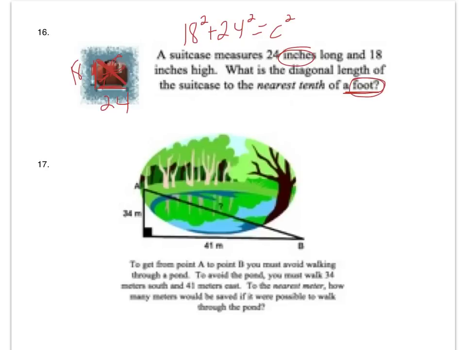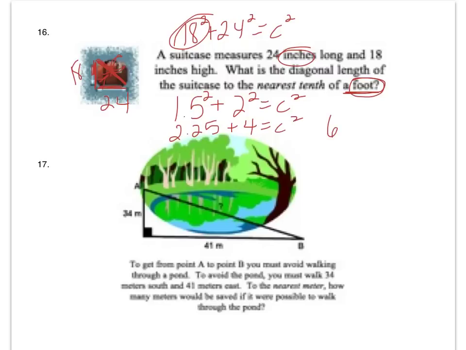So actually, before I do the Pythagorean Theorem, I am going to change it to feet, because I think it'll make the Pythagorean Theorem easier. So 18 inches is 1.5 feet, and then 24 would be 2 feet. So now 1.5 squared is 2.25, and 2 squared is 4, so 2.25 plus 4 equals C squared, so it's going to be 6.25 equals C squared, so C is 2.5 feet.